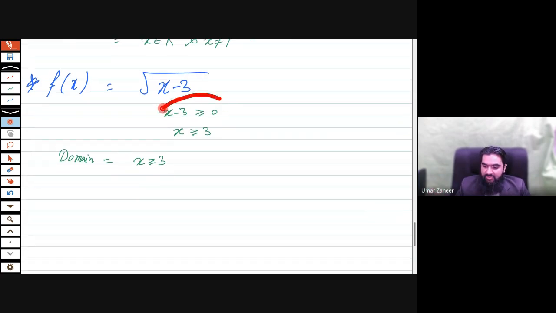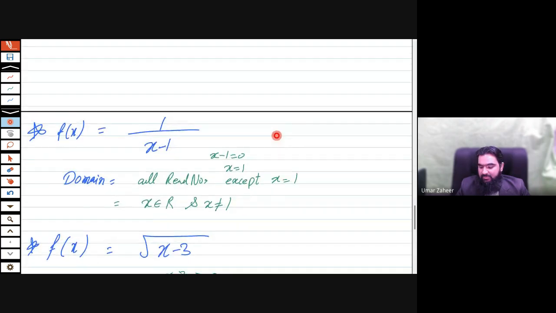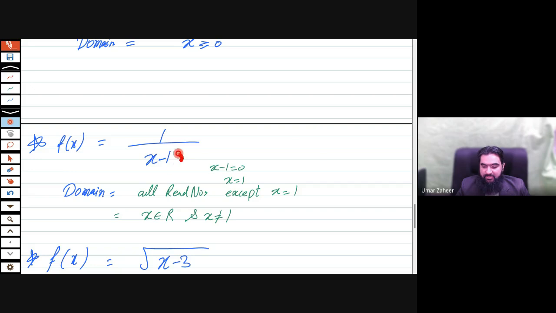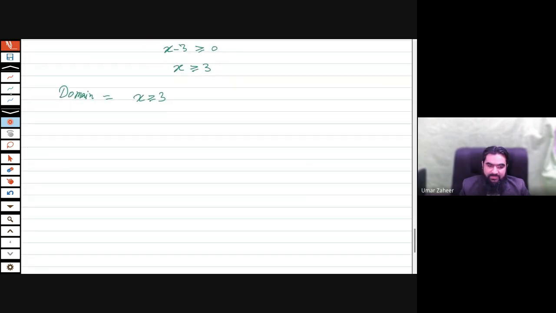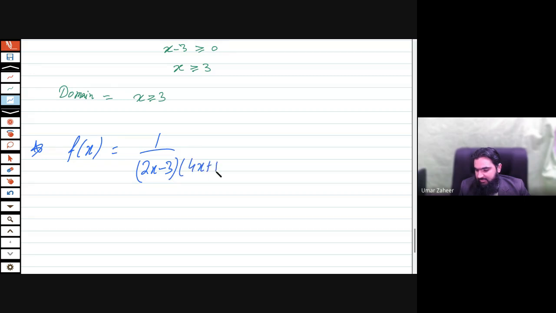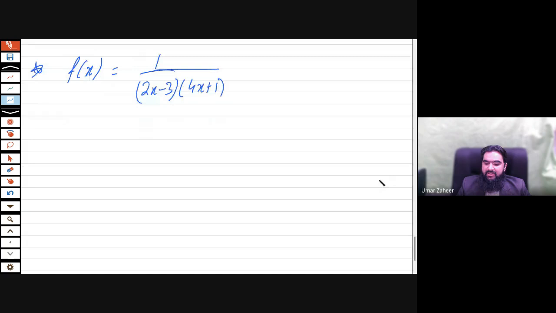So you have to look for the condition under which a function is undefined and what the reason is. If you get a negative number inside the square root, it is undefined. If you get a 0 in the denominator, that is undefined. In the same way, for example, if you have the function f of x is equal to 1 divided by (2x minus 3)(4x plus 1), we want to check on which values it is undefined.